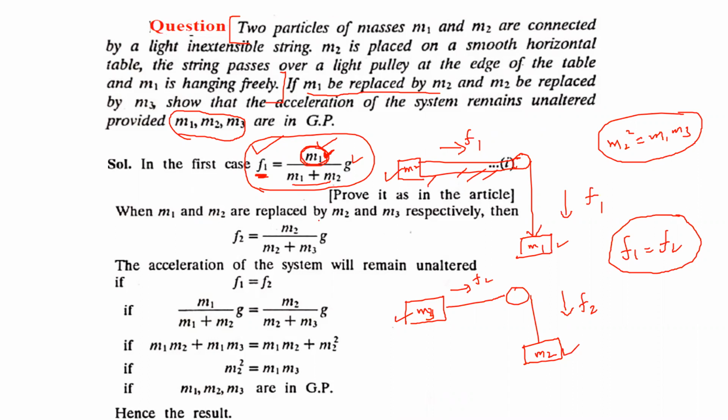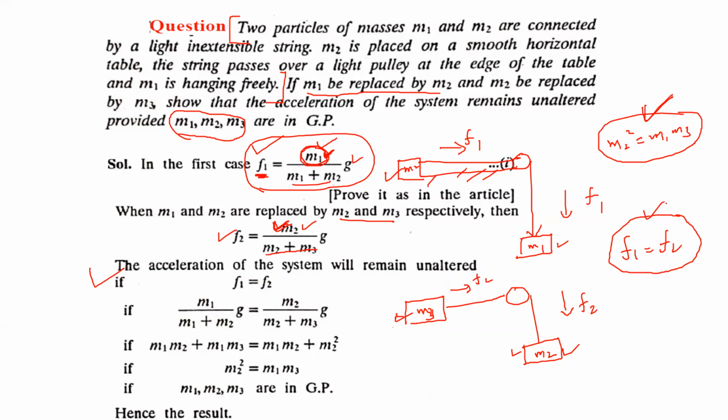Now, when m1 and m2 are replaced by m2 and m3 respectively, then the new acceleration is f2. So now the mass which is hanging vertically is m2. So the numerator will have m2, and below the sum of both masses, which are m2 and m3. The acceleration of the system will remain unaltered. We are given this condition, and we have to prove both are equal.